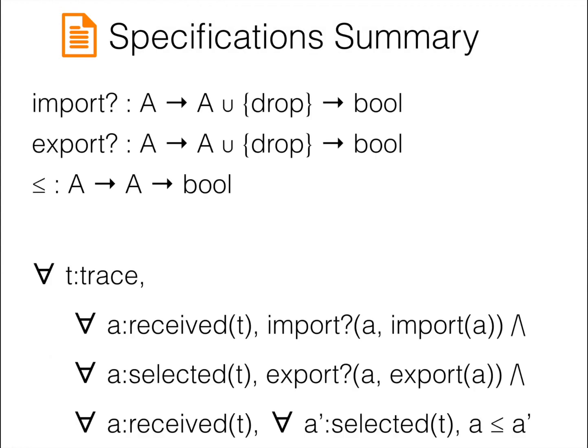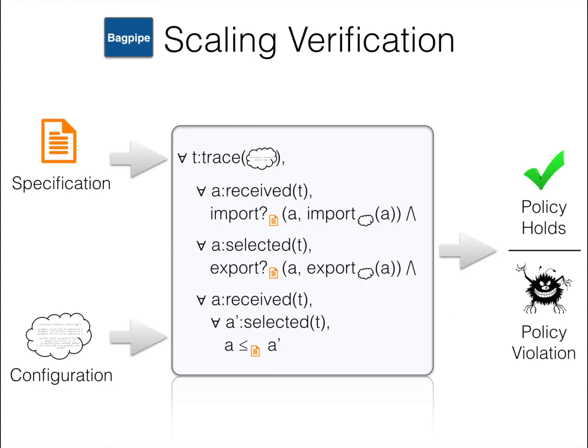In summary, our specification language provides three components. It provides import specifications, export specifications, and selection specifications. And what it means for them to hold is indicated by this formula down here. So let me show you what it actually takes to check this formula.